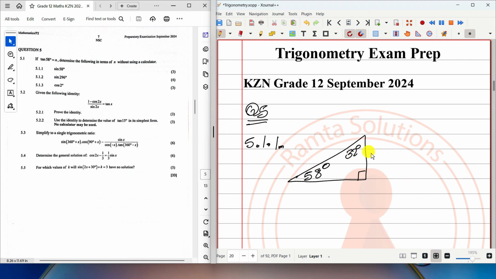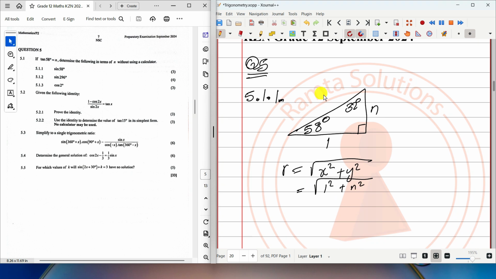And they said tan 58. Tan is opposite over adjacent. Opposite is n, and adjacent is 1. Now we need to know the hypotenuse. We'll say r equals the square root of x squared plus y squared. X is 1, and y is n. So we have r equals the square root of 1 plus n squared. So this part here is the square root of 1 plus n squared.